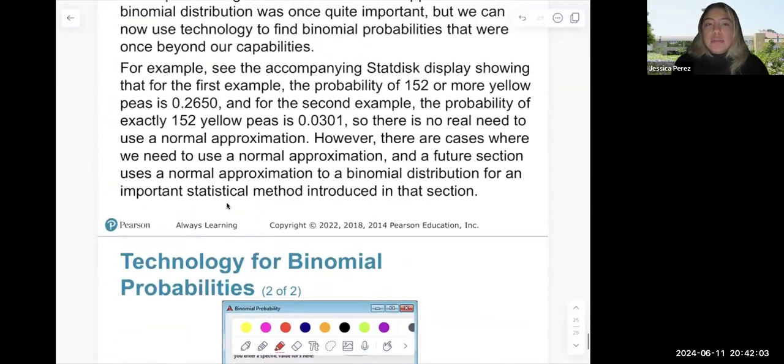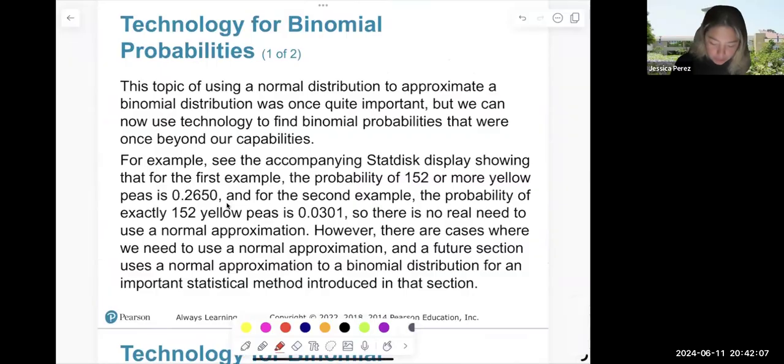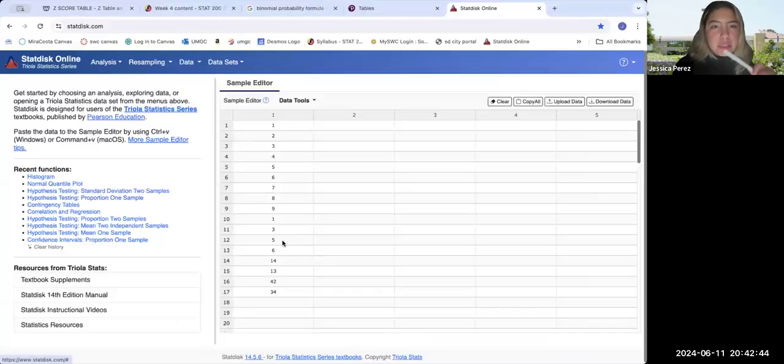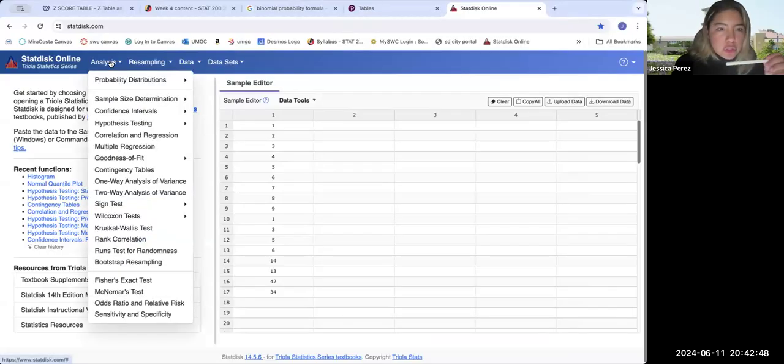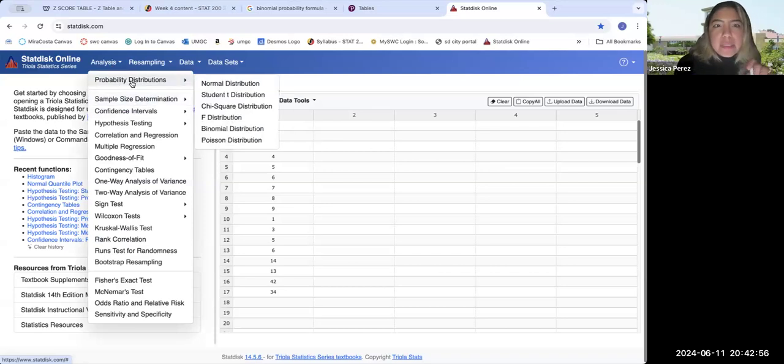Okay. You can also do this through technology. We can do this using StatDisk. For the first example, again, we would have to be given some values. Let me just show you really quick how you would do that through StatDisk. Let me open that website. Let me share my screen now. You're looking at StatDisk. We're asked to do a binomial probability. So here we have sample size and probability distribution. There it is.